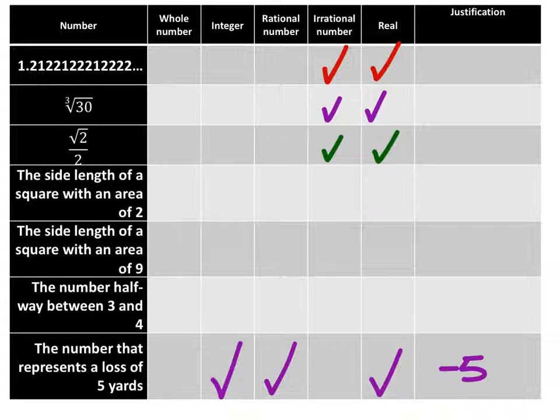These other ones, let's discuss these. So the side length of a square with an area of 2, the side length would be the area but square rooted. And we've talked about that before. The square root of 2, if we plug that into a calculator, is extraordinarily ugly. So it is irrational and real.